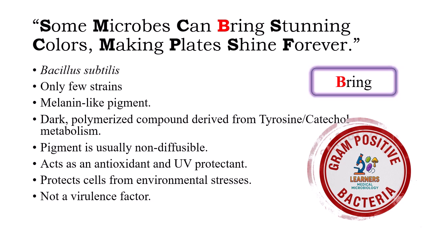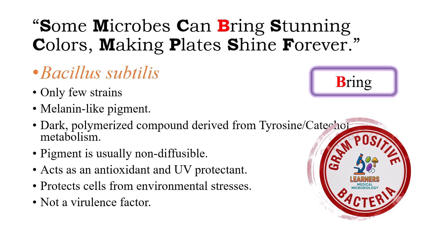Now we will talk about the Bacillus subtilis group, in which a few strains can produce a melanin-like pigment. It's a dark polymerized compound which is derived from the metabolism of tyrosine and catechol. The pigment is non-diffusible, it acts as an antioxidant and protects the cells from the UV rays and environmental stresses. Generally, this is not considered a virulence factor.